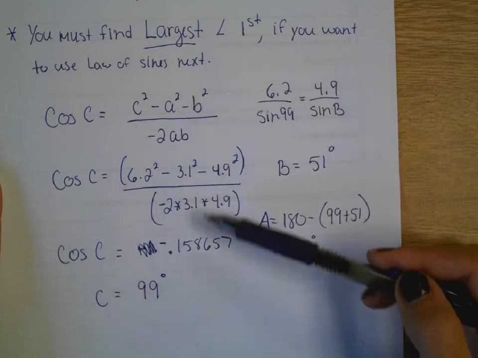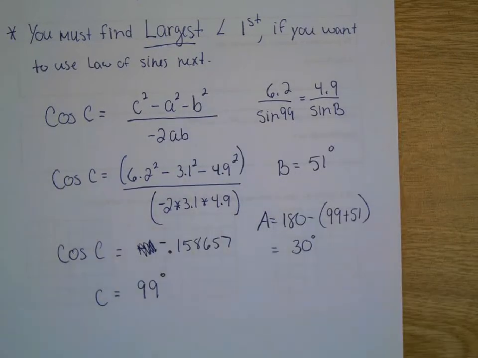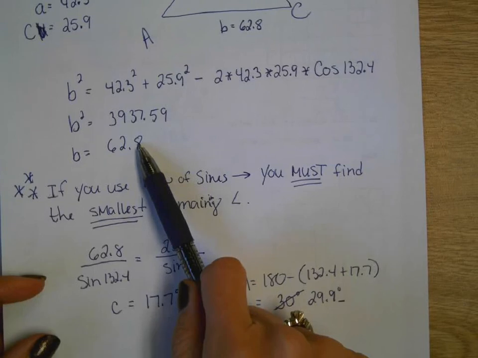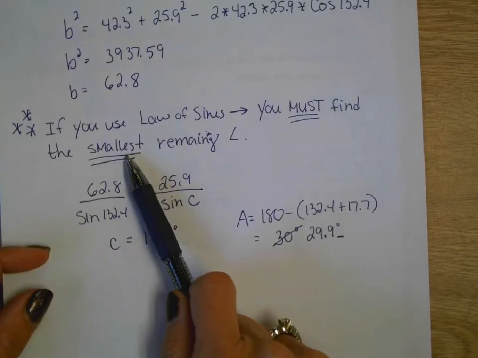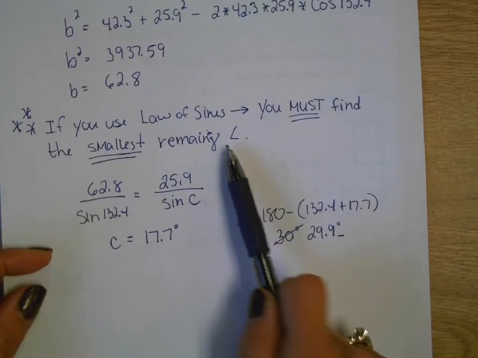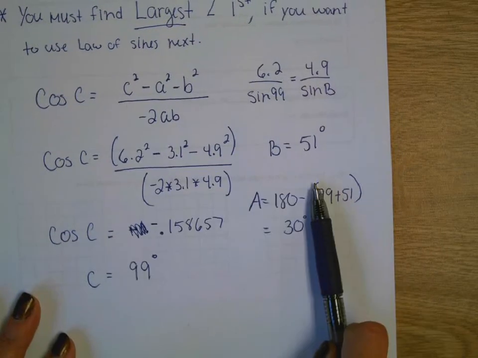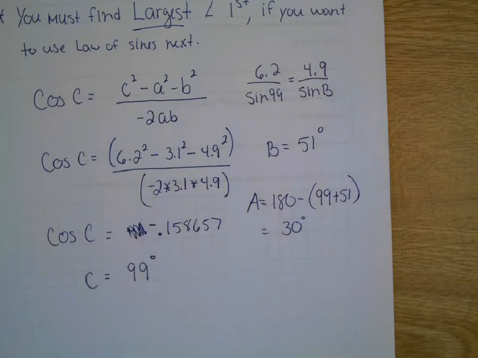Okay, two simple rules to remember, and you can make the rest of the problem somewhat simple instead of going through the big law of cosines again. Starting with SAS, you find your missing side with law of cosines, then you find the smallest remaining angle. Here, find the biggest angle, and then you're good to go. If you can remember those two rules and keep them on your note card, you're going to be good.